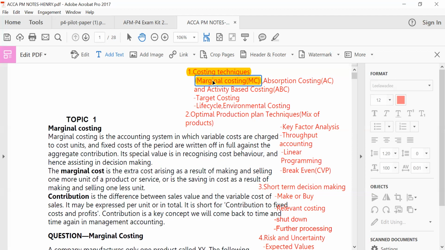Good. But in the case of marginal costing, we do not need it. The examiner is not going to give you a question on it on the day of the exam. But we need that idea to serve as a catapult into the absorption costing topic, because the limitation of the marginal costing technique is what led to the invention of the absorption costing technique. Right, good. So these are the topics for costing techniques.